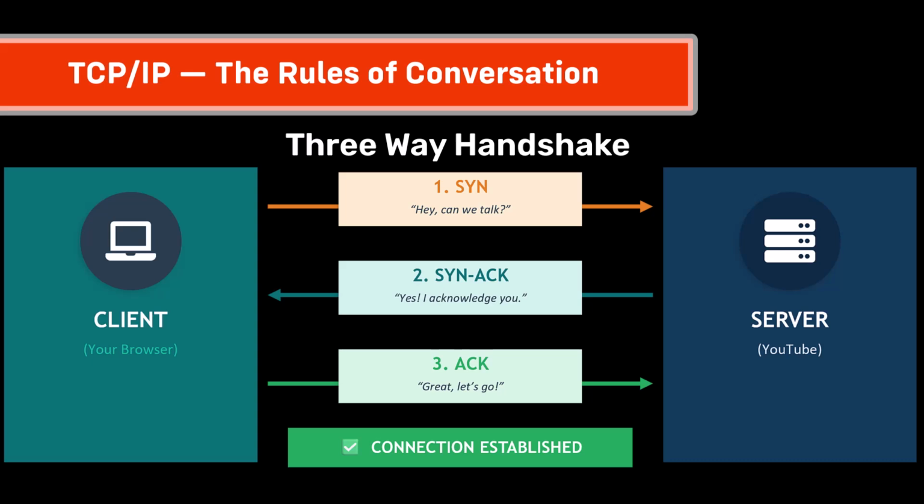So before any data is exchanged, the client and server do this. Step 1 is SYN. The client sends a SYN packet to the server. This is like saying, "Hey, I would like to talk. Are you available now?" Step 2 is SYN-ACK. The server receives it and responds with a SYN-ACK. This means, "Yes, I am available and I acknowledge your request." And step 3 is ACK. The client sends back an acknowledgement: "Great, I acknowledge your acknowledgement. Let's go and talk now." Only after this three-step dance is the connection established. Now data can flow reliably.